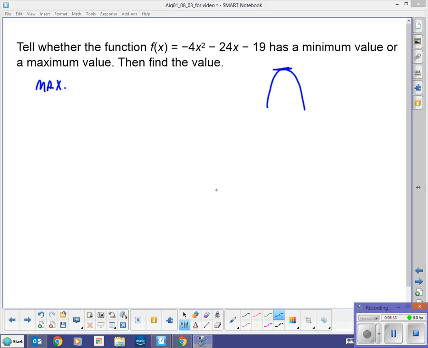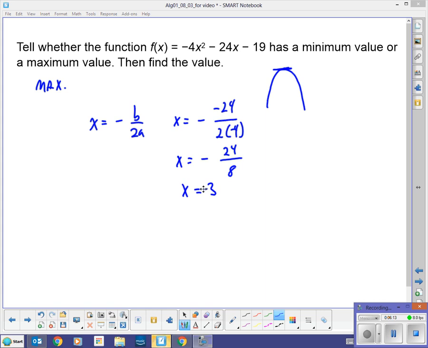So we're going to do what we just did on the previous one. I'm going to find the axis of symmetry. So x equals the opposite of b over 2a. So x equals the opposite of negative 24 over 2 times negative 4. So it's going to be a negative number because negative 24 over negative 8 is a positive, right? So negative 24 over negative 8 makes it 24 over 8, which makes this negative 3.